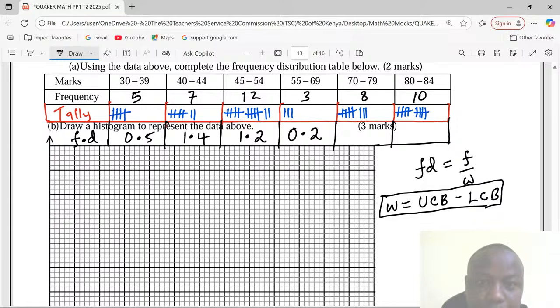79.5 is the upper boundary minus 69.5. We are getting 10. So 8 over 10 is 0.8. And finally, we have a class frequency of 10, but the interval is 5. So 10 over 5 is 2.